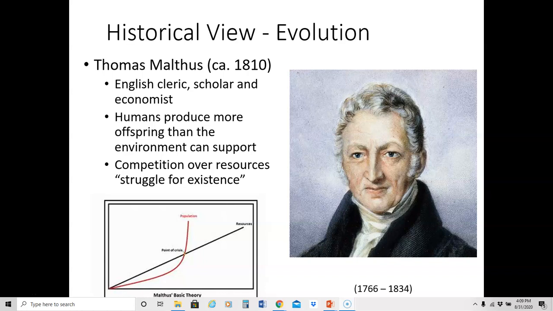over resources. If you look at this graph down here, this should say time. I'm not sure if you can see the x-axis, but over time, human population grows, and at some point they reach a point of crisis where not all of the humans who are alive can survive. So his idea was that not everyone can survive and that humans run out of resources.